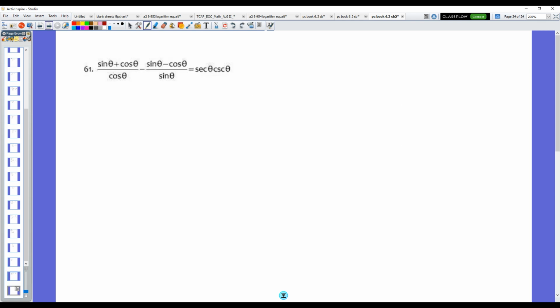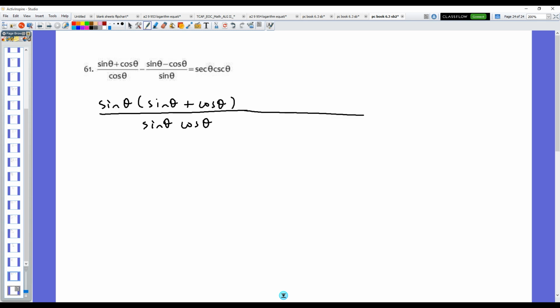And 61, I'm going to work with the fractions. I always feel like I have more to do. Least common denominator will be a sine and a cosine. Cosine to the new, I need to pick up a sine. So I will distribute a sine with the group sine plus cosine. Sine to the bottom, I need to pick up a cosine. So I will distribute negative cosine with the group sine minus cosine.